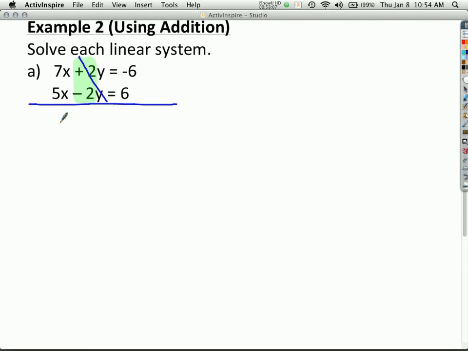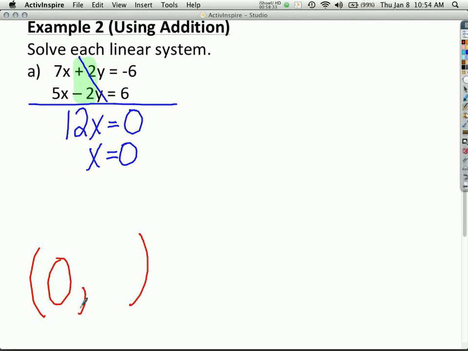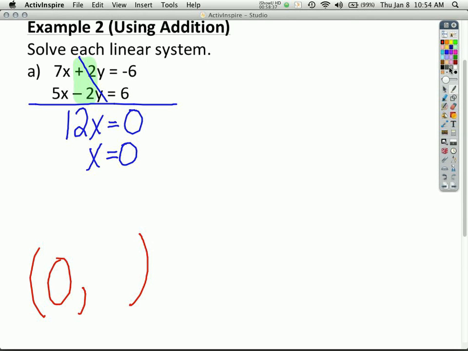We get 7x, 5x, we get 12x equals 0. Solve the equation. X equals what? Aaron? 0, of course. So we've got half of our answer done already. We now know that it's going to be 0 comma something. Now we just have to plug it in.